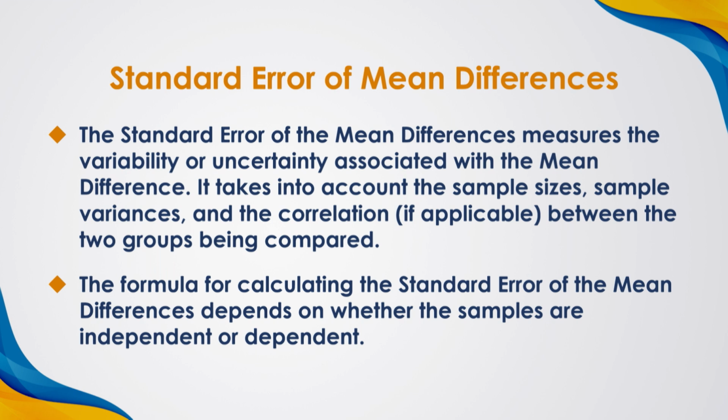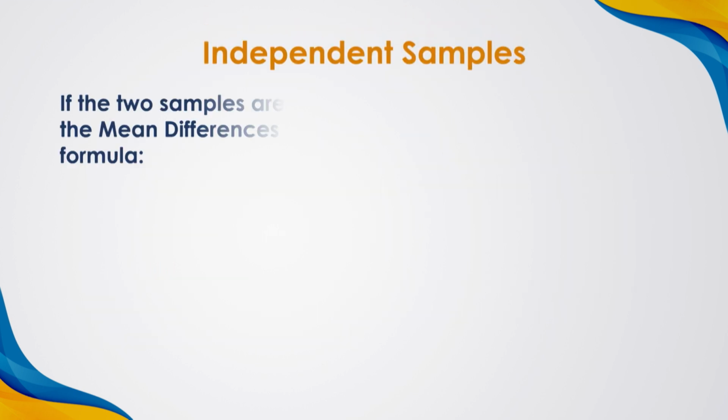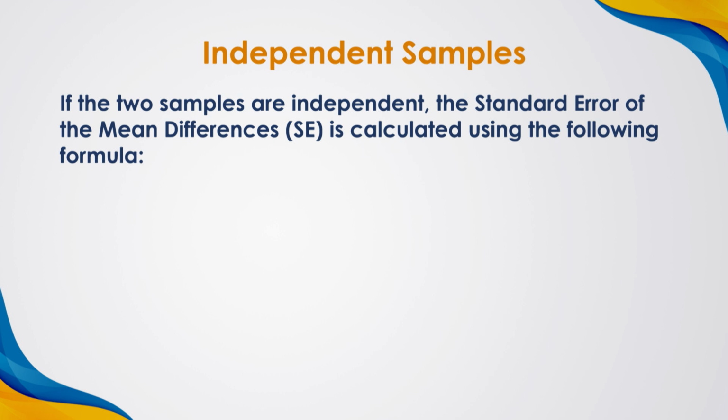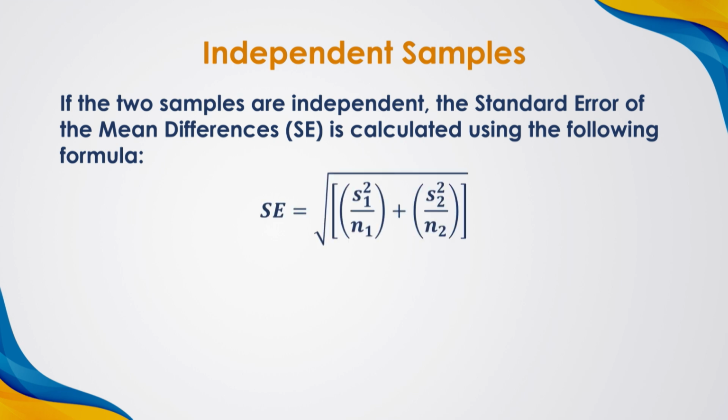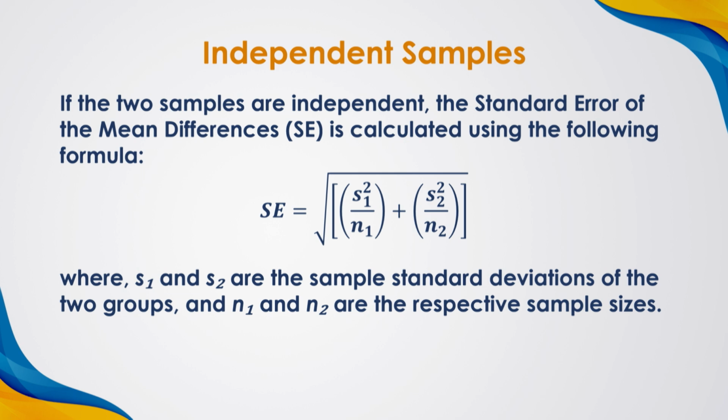Independent samples. If the two samples are independent, the standard error of the mean differences is calculated using the following formula. That is, standard error is equal to square root of s1 square by n1 plus s2 square by n2, where s1 and s2 are the sample standard deviations of the two groups and n1 and n2 are the respective sample sizes.